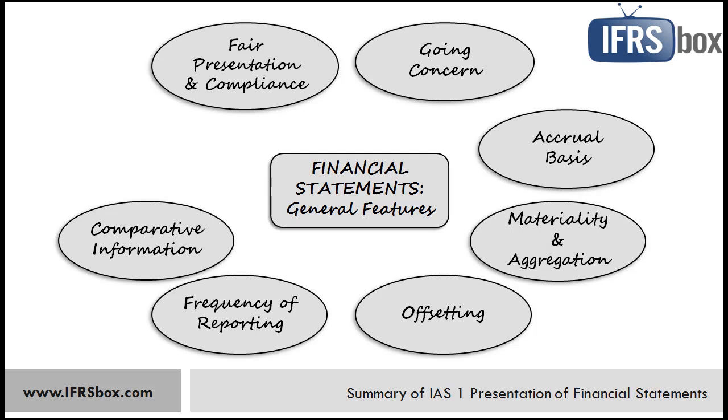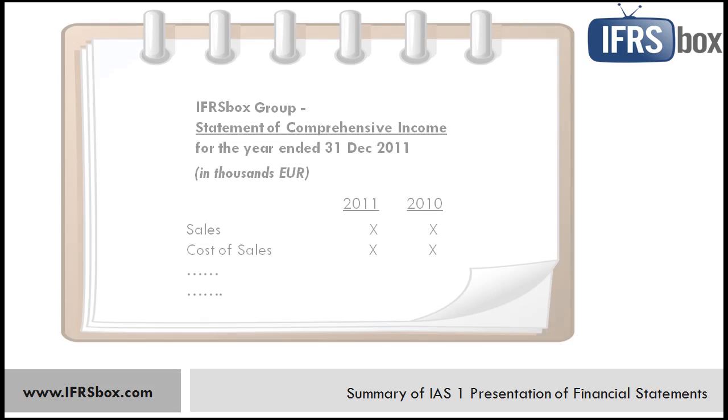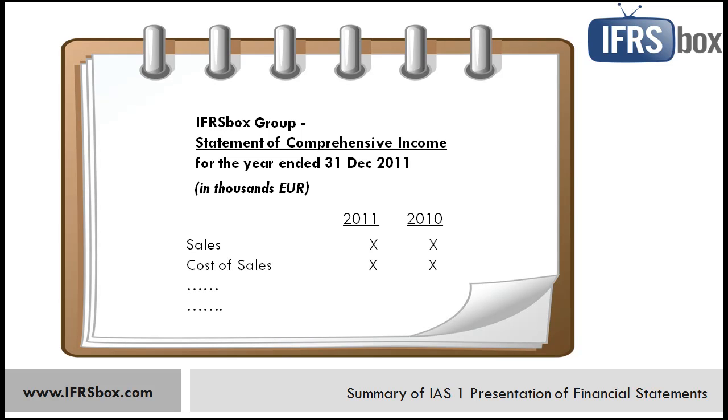Comparatives. Comparative information from previous periods should be disclosed for all numbers in the financial statements and also in narrative and descriptive information when relevant. Consistency of presentation. Financial statements must be presented in the same way as in the previous period. Now let's see how the financial statements should look according to the newest requirements of IAS 1. Each component of the financial statements must be clearly identified, and contain the title, in this case, Statement of Comprehensive Income.